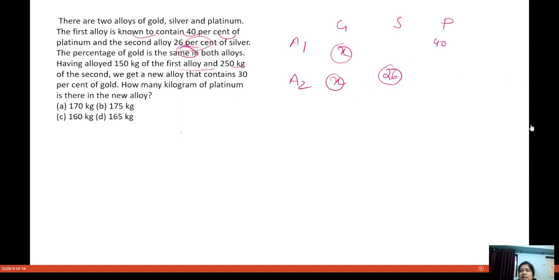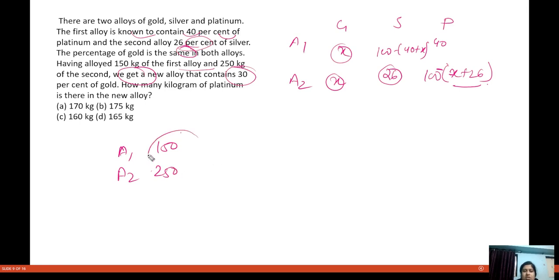Now silver will be how much here? 100 minus 40 plus X. And platinum here is 100 minus X plus 26. Now it is giving that we are taking 150 kg from A1 and 250 kg from A2. So this comes to 400, and it is saying that the new alloy contains 30% of gold, so this comes to 120.